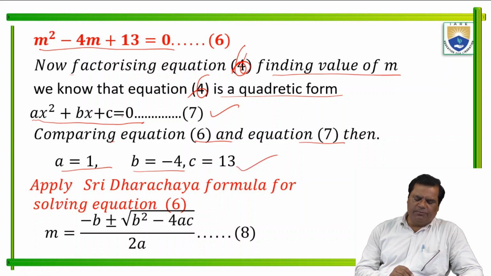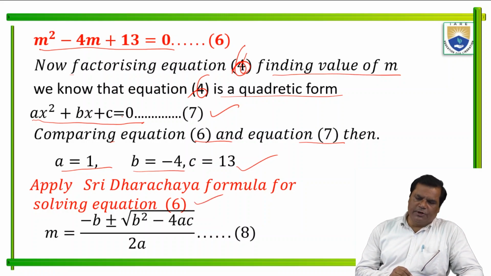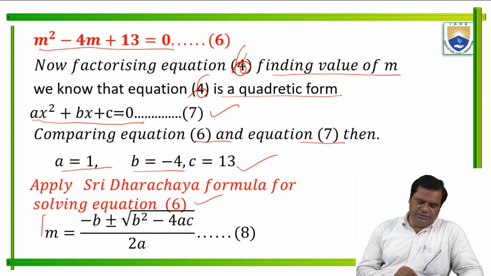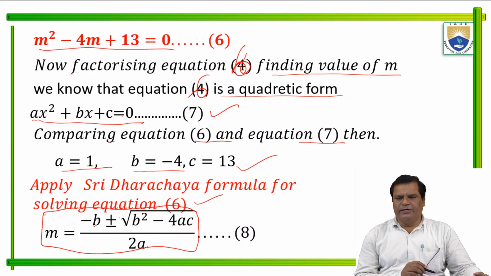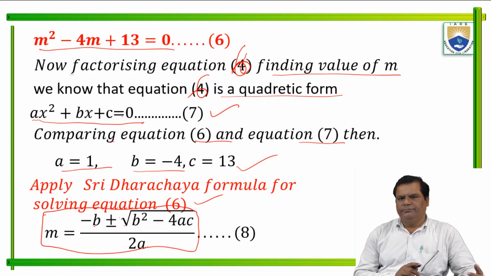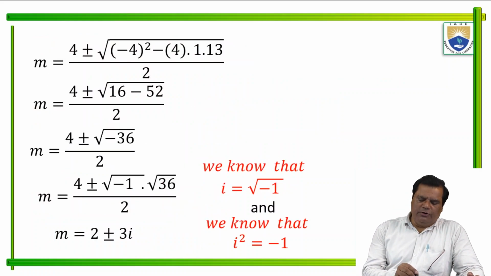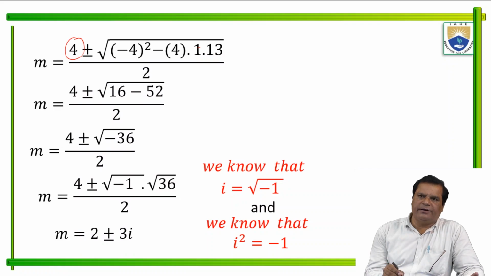Apply the Shridharacharya formula to solve equation 6. The formula is m equal to minus b plus minus under root b square minus 4ac upon 2a. This is the general formula to find the roots of any quadratic, any second-degree equation. We find two roots from this formula. It is given by Shridharacharya. So putting b is minus 4, here it is plus 4, plus minus under root b square minus 4ac, minus 4, a is 1, c is 13.